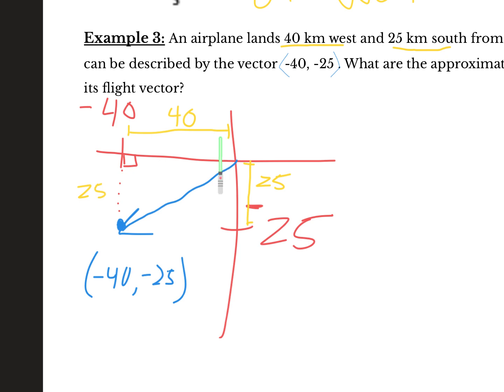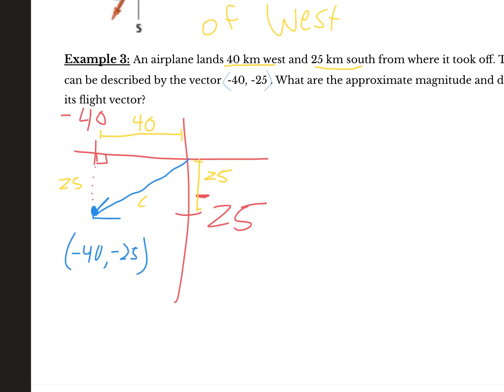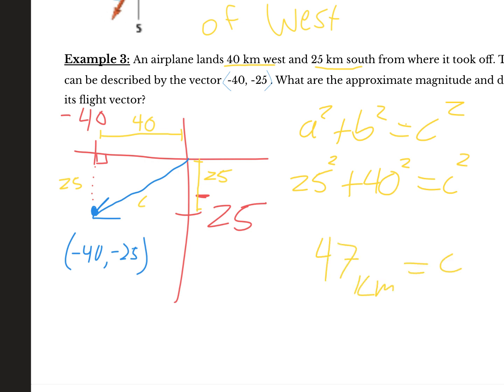And so I have a right triangle, and I have both the legs, and I'm trying to find the magnitude, which in this case is c. So I can simply use the Pythagorean theorem, a squared plus b squared equals c squared, where a squared I'll make 25 squared, and b squared I'll make 40 squared. And we need to figure out what is c squared. After doing a little bit of work, you should come to the conclusion that c equals 47.